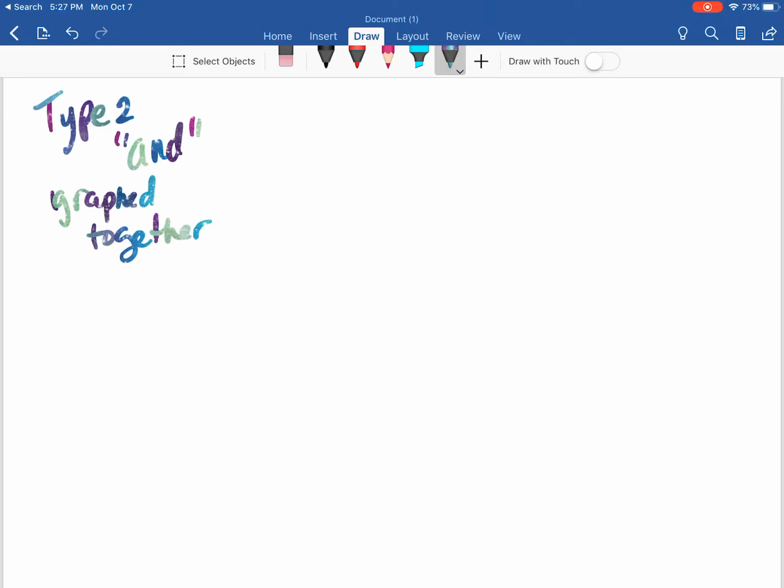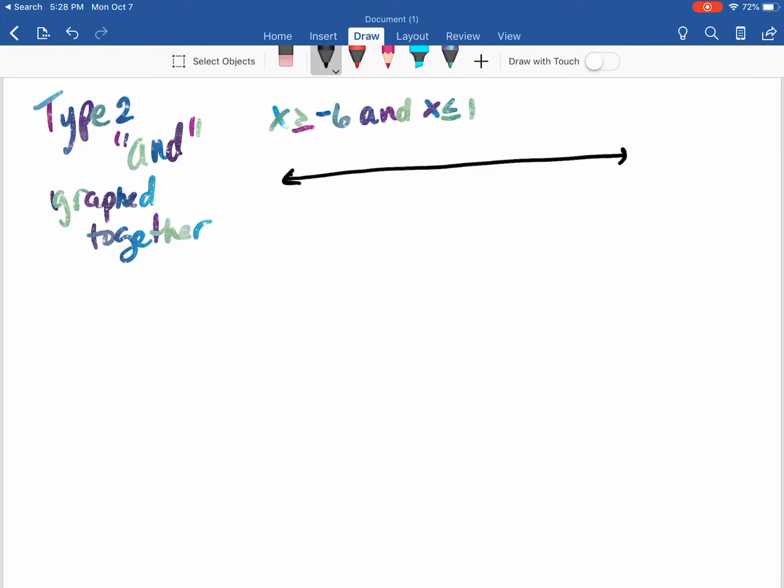So for our first example, we have x is greater than or equal to negative 6 and x is less than or equal to 1. Now, these are already solved for me, so I'm just going to draw my number line. And I have negative 6, I have negative 5, I have 0, and I have 1.